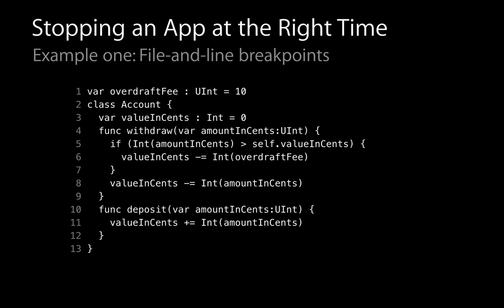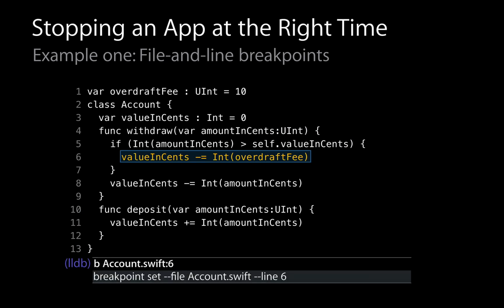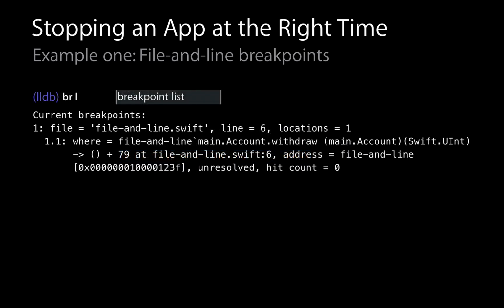So, you want to stop exactly when an overdraft fee is charged. That's over here on line 6. And in order to stop there, you simply type breakpoint set with the file set to your current source file and the line set to 6. The way you would do this in Xcode is just click next to that line, and that does the exact same thing. Now, once you've set that breakpoint, you can look at the breakpoint list to see all those attributes I was talking to you about earlier.